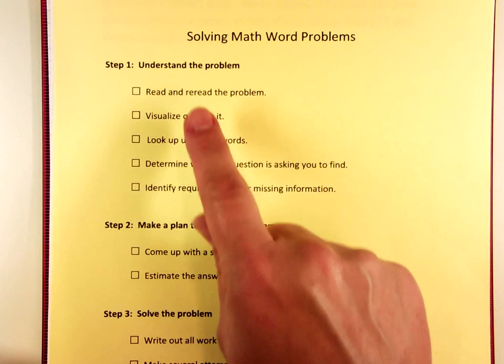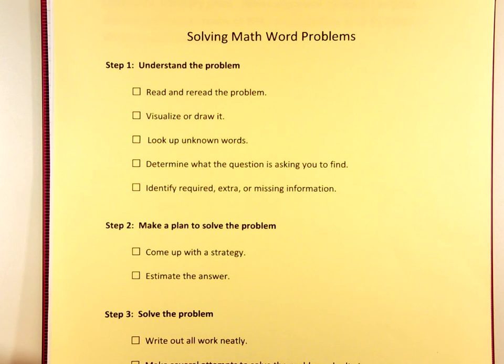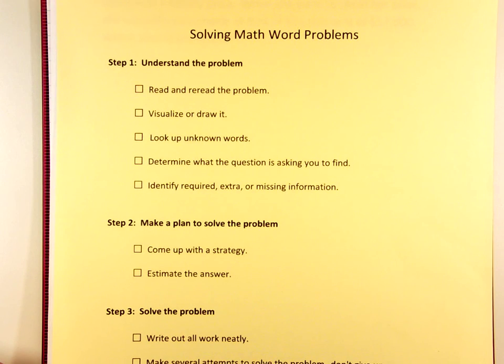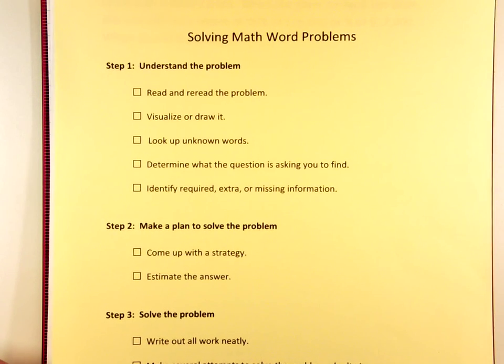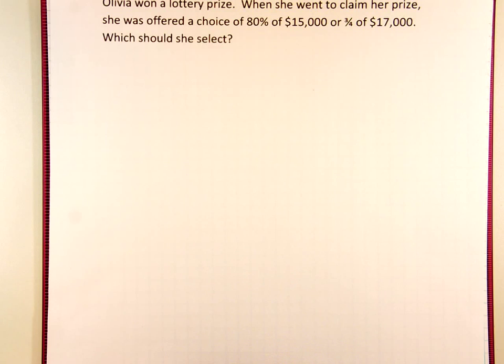Step number 1, understand the problem: read and reread the problem, visualize or draw, and look up unknown words. Let's read the problem together. Olivia won a lottery prize. When she went to claim her prize, she was offered a choice of 80% of $15,000 or 3/4 of $17,000. Which should she select? Wouldn't this be a nice problem to have?